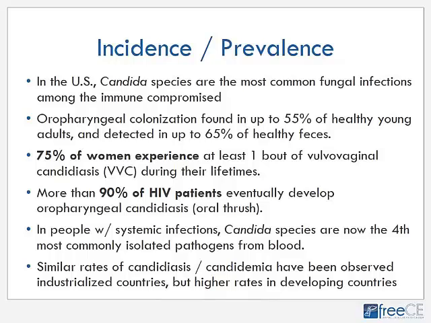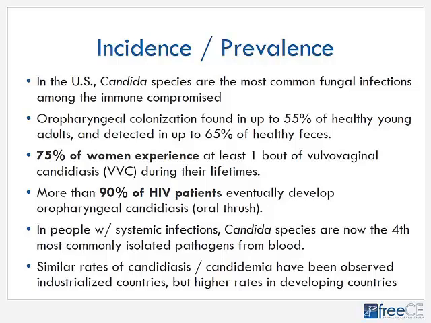In the United States, Candida species are the most common fungal infections in people who are immunocompromised and have other diseases that tend to lower immunity. Oropharyngeal colonization is found in up to 55% of healthy young adults and detected in up to 65% of their feces. And this is without causing noticeable symptoms most of the time. 75% of American women will experience at least one bout of vulvovaginal candidiasis, abbreviated VVC, during their lifetimes. This is likely the most prevalent of any other country in the world. Candidiasis is particularly common in HIV patients, particularly those that have progressed to AIDS.